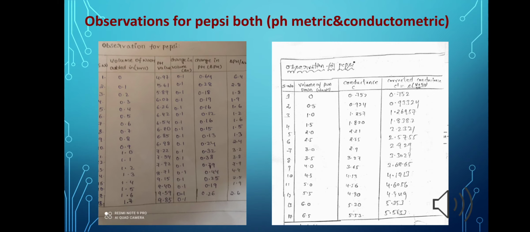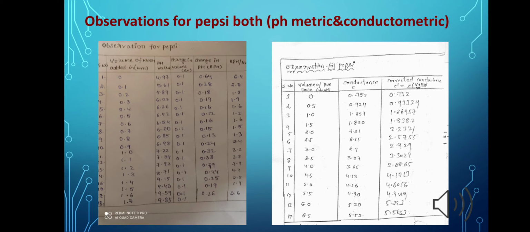Observations for Pepsi, both pH metric and conductometric titrations. In the first picture, we observe the observations for Pepsi: serial number, volume of NaOH added, pH value, change in volume delta V, change in pH delta pH, and change in pH by change in volume.